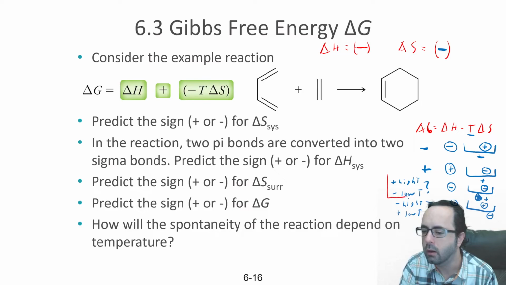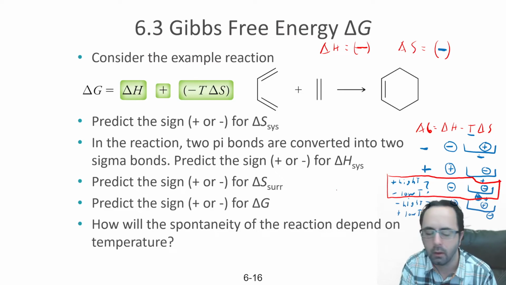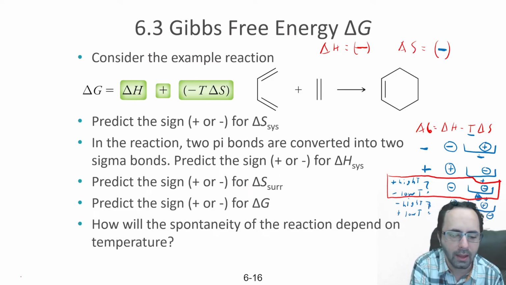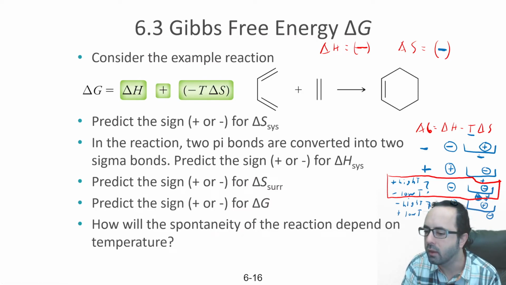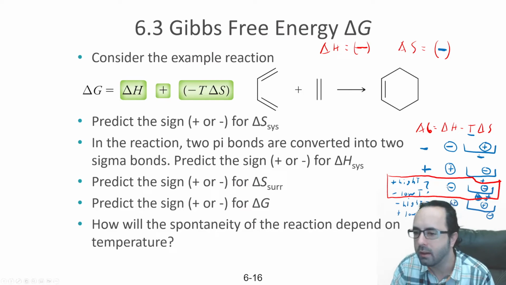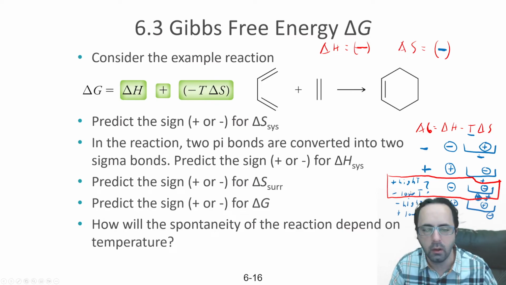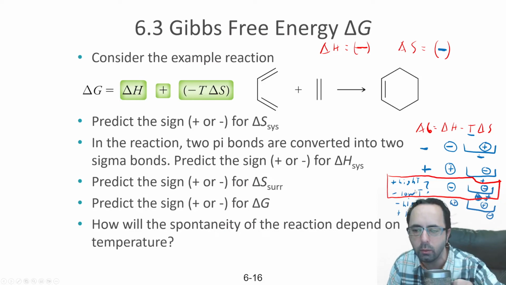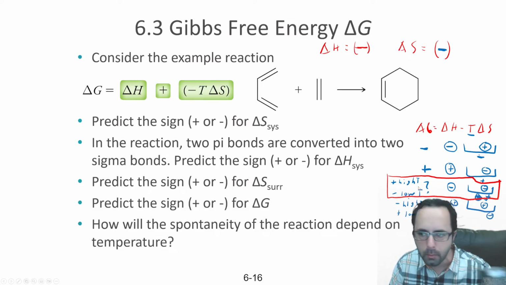We have a negative delta H, so that favors spontaneity because that will make delta G more negative. However, we have a negative delta S as well. And so this is going to be spontaneous at high temperatures, but non-spontaneous at low temperatures. And that's really what we want to know. We want to know under what conditions this reaction will be spontaneous, and under what conditions it will not.